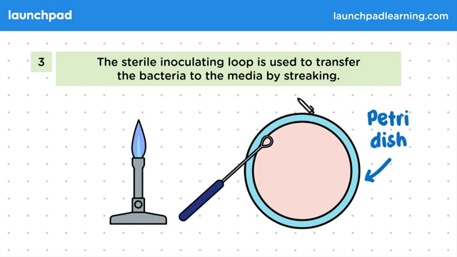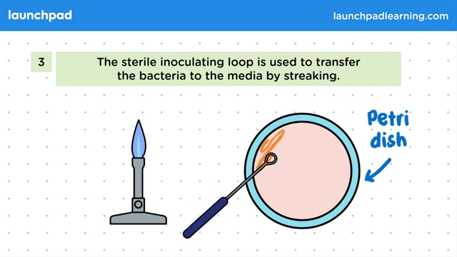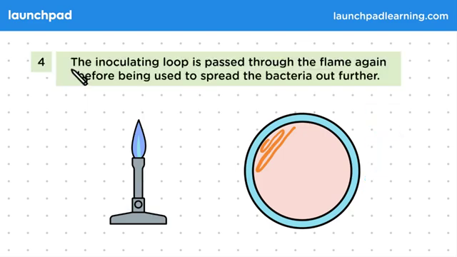To transfer the bacterial sample from the inoculating loop onto the agar jelly, we're going to streak it like this. You have to take care to make sure that you don't dig out or gouge the agar jelly while doing this. What's the next step? The inoculating loop is passed through the flame again before being used to spread the bacteria out further. So we pass the loop through the flame again, allowing it to cool down before being used for further streaks.